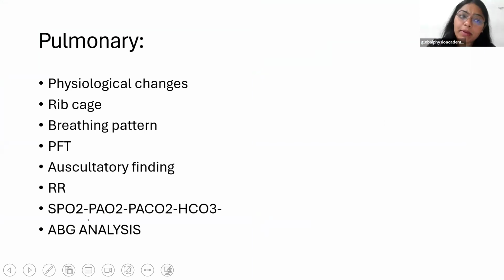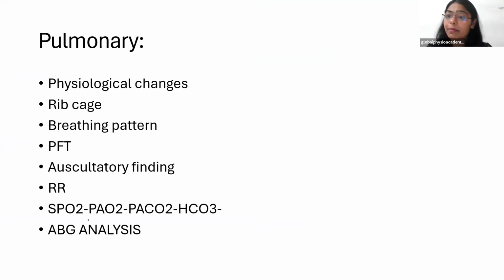Pulmonary, again: the pulmonary system, pulmonary changes, rib cage, bucket handle movement, pump handle movement, caliper action, breathing pattern, thoracoabdominal, abdominothoracic, muscles, diaphragm, innervation of the diaphragm, diaphragm role, abdominal paralysis. Everything is actually interesting, but your concept should be clear: okay, this is the thing, now the patient is going toward this side.